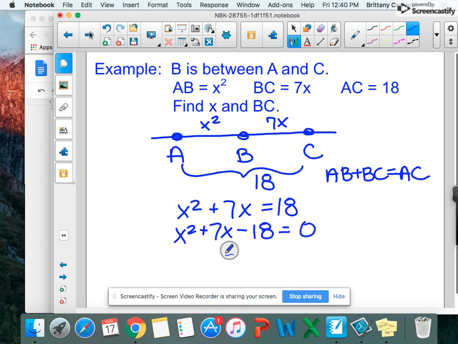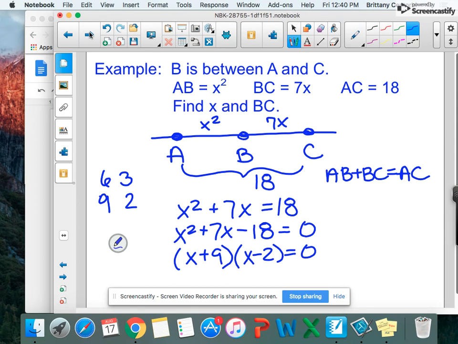Remember with factoring that we are looking for two numbers that multiply to be negative 18, but add to be 7. So our multiples of 18, we've got 6 and 3, we have 9 and 2. Right off the bat, if we take 9 and 2, we can get 7. We want a positive 7, so we're going to take 9 minus 2. That means we're going to have x plus 9 as one of our factors, and then x minus 2 as one of our factors, and still they equal 0.